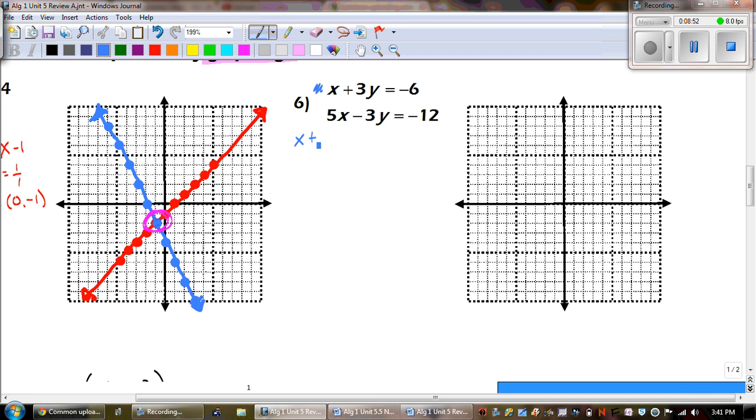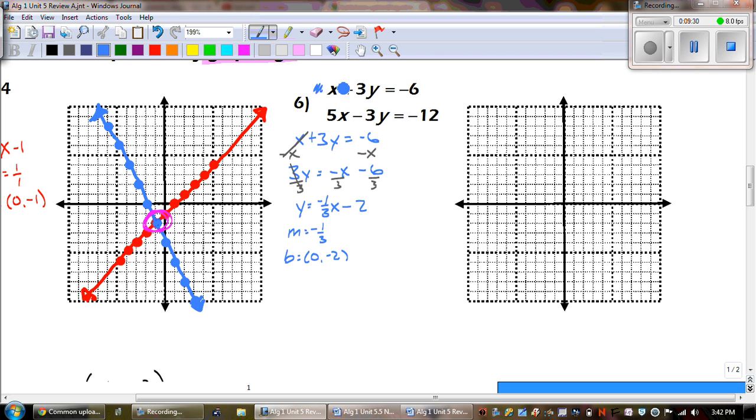So we have to do some solving here. We have x plus 3y equals -6. The first thing we're going to do is subtract the x to the other side, and we get 3y equals -x minus 6. To get the y all by itself, I need to divide everything by 3, and we get that y equals -1/3 x minus 2. So my slope is -1/3, and our y-intercept is 0, -2.